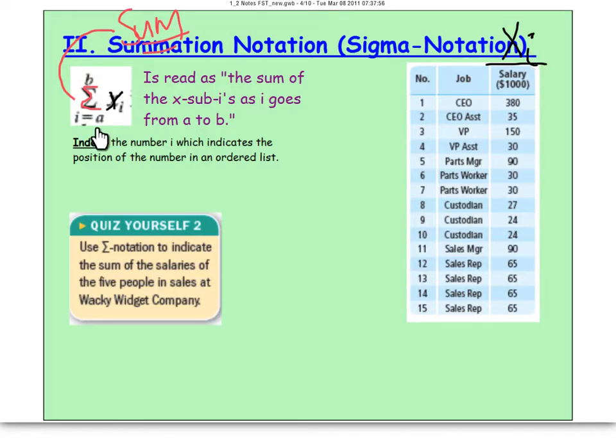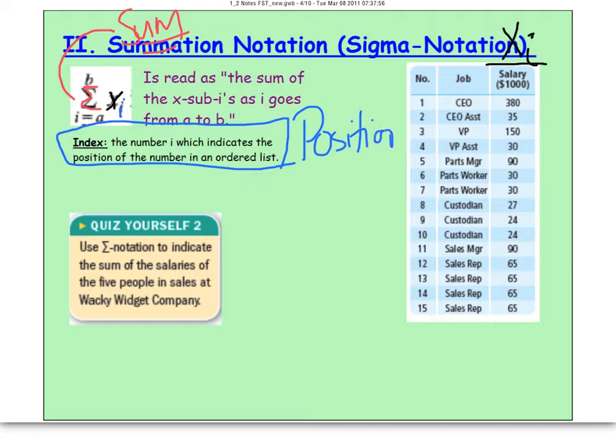Then you have to tell it where to start. This i here is very important. It's the index. i is the position of the data. For example, if I said find x sub 2, that would be the piece of data in the second position. I'd count 1, 2. So the CEO assistant who makes $35,000 is my x sub 2.